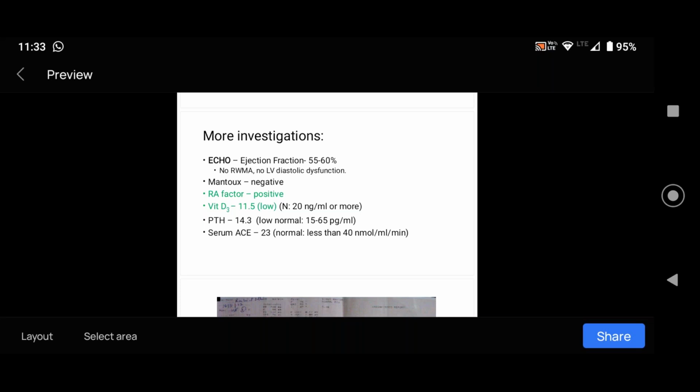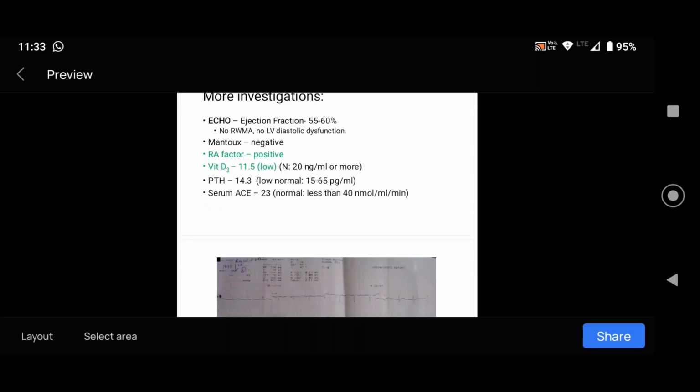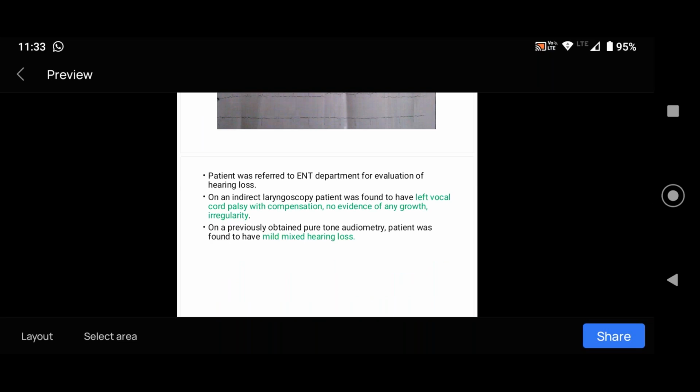The MAN2 was negative. RA factor was positive. Vitamin D3 levels were low. Normal is 20 to 40 nanograms per ml. The PTH value was low normal. Serum ACE was normal. The patient was referred to ENT for evaluation of hearing loss.